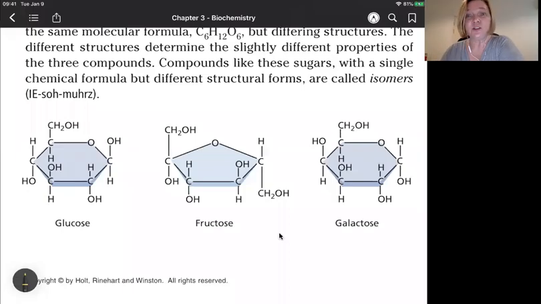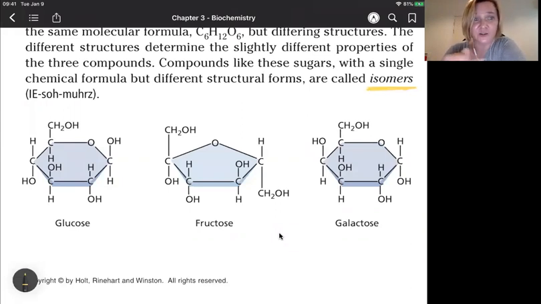All right, this is a short video about isomers. In the text, isomers is defined as a compound or compounds that have the same chemical formula but a different structural formula. Now, what is meant by chemical and structural formula?